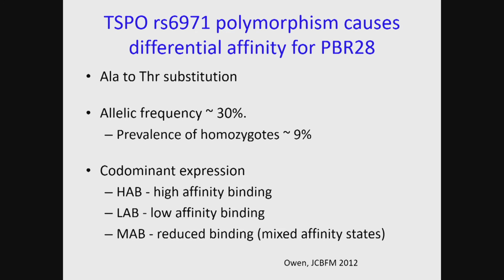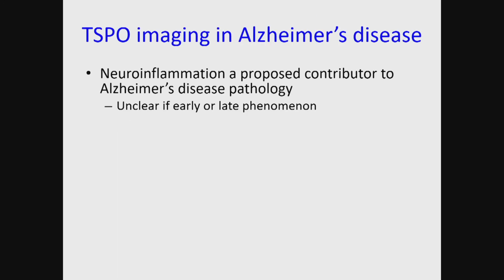Well, if you do that, I want to show you how PET can be used to study pathophysiology, in this case of TSPO. So this marker of inflammation is highly expressed in activated microglia, which are sort of the macrophages of the brain.